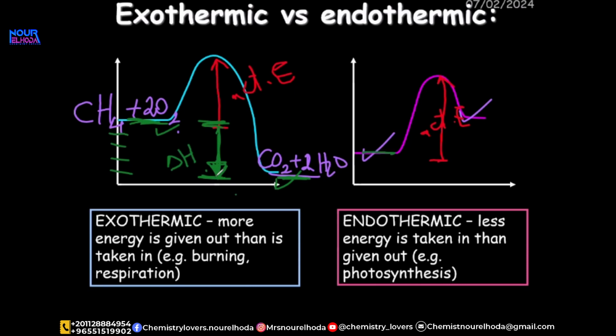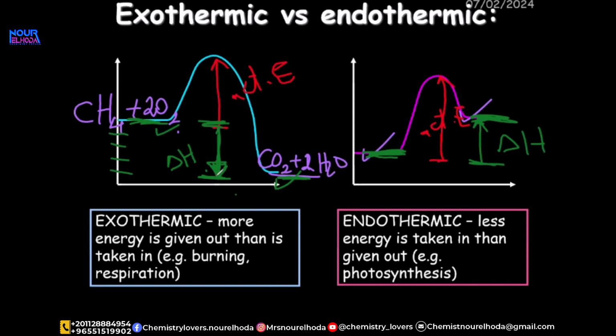So delta H is the difference between the reactants and the products. What's the difference between the reactants and the products? We call it delta H. Here again, this is the reactants, so this is the product. The difference between the reactants and the product, we call it delta H again. Between here and here, this is again delta H. Okay?